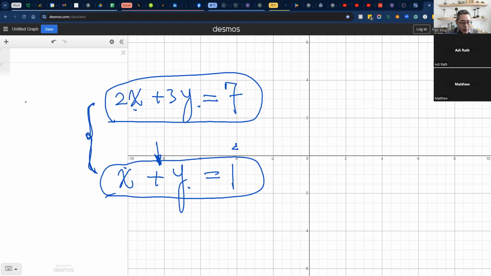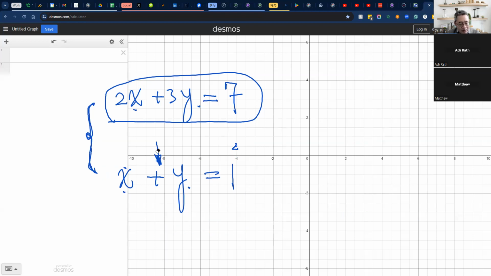And normally we just use a lookup table, but we can also change this one into y equals negative x plus 1. So that's the slope-intercept form. We can also do that.